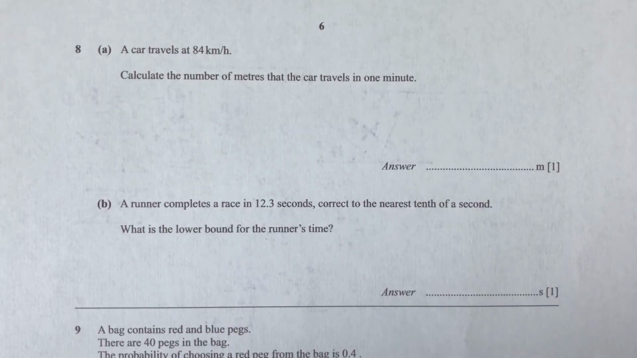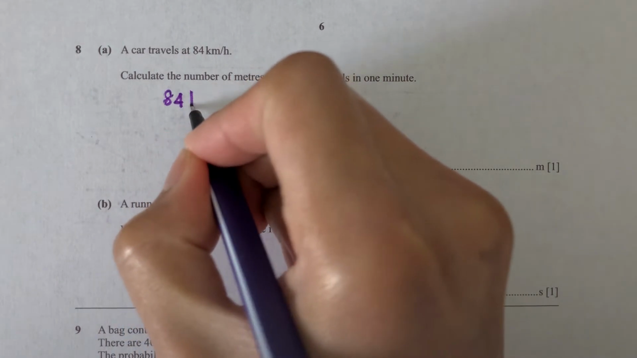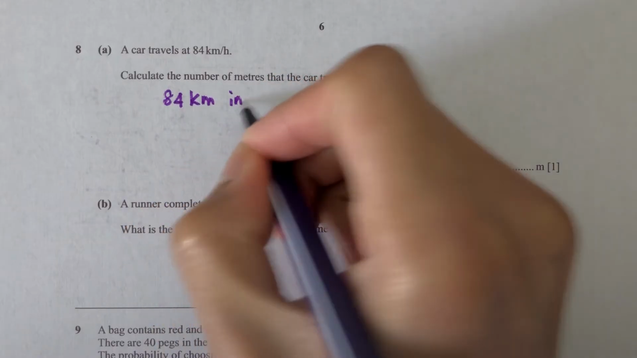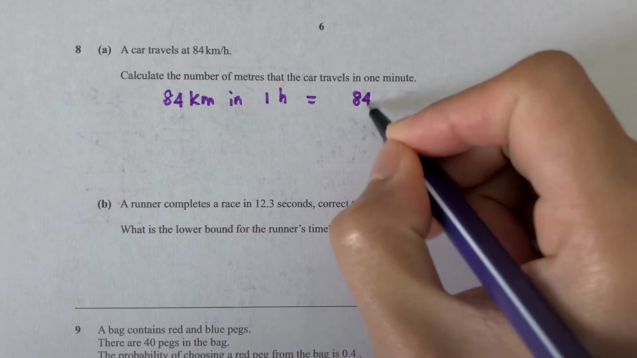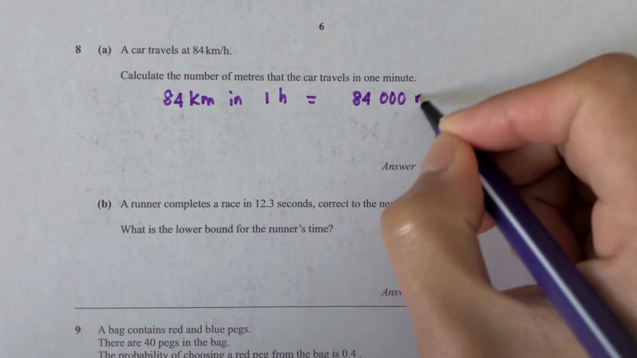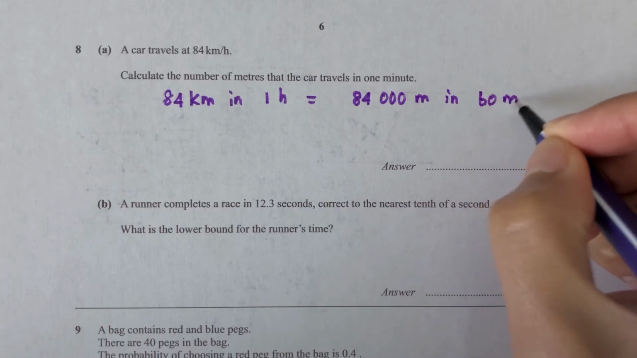Question number 8, part A. A car travels at 84 kilometers per hour. Calculate the number of meters that the car travels in 1 minute. So we are given that the car travels 84 km in 1 hour, which is equal to 84,000 meters in 60 minutes.